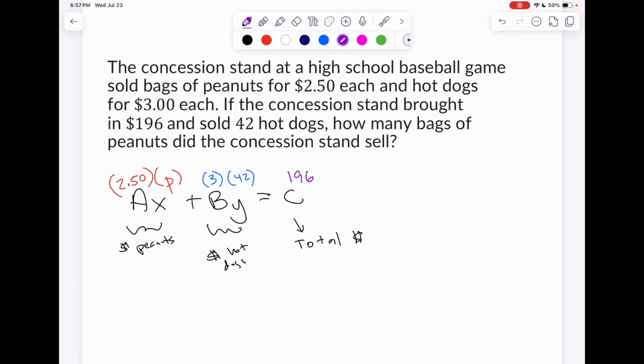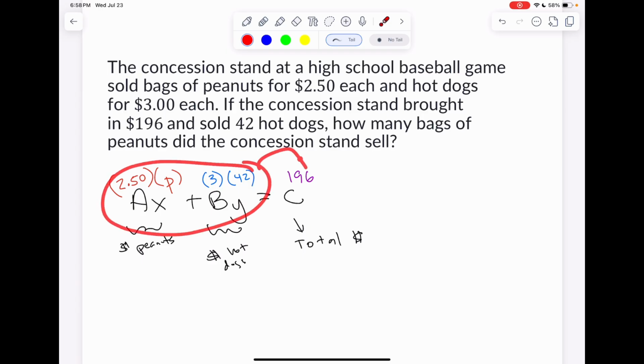So you can see here how this pattern follows the standard form of the linear equation. We have our subtotal, that's our AX, how much for one times the number. And then we have the subtotal BY, that's again how much for one, that's how many we're buying, and that gives us the subtotal. If we add all that together, we get our total, our grand total.